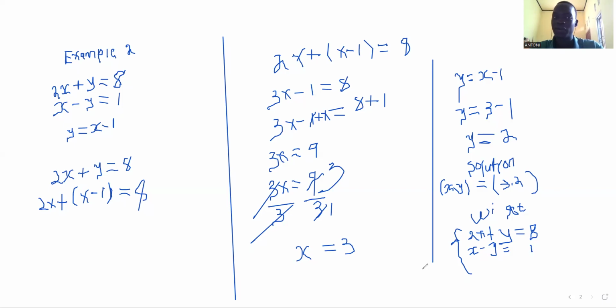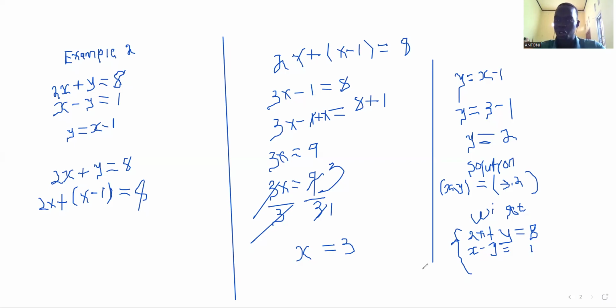So I substitute wherever there is a y, I put x minus 1, and I get x is equal to 3. Since I get x is equal to 3, what I do there is to get the value of y, because the value of x is already given. And then I substitute back into the past equation to get the value of y, and find y is equal to 2. So x is equal to 3, and y is equal to 2. So that's how I do it.